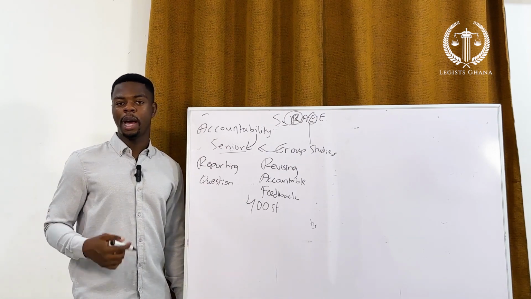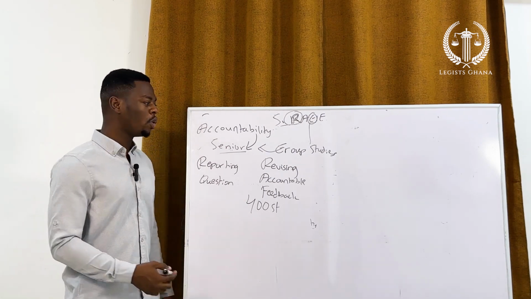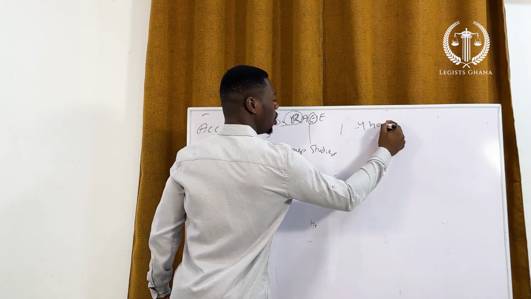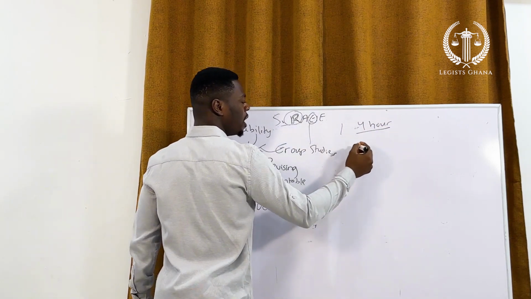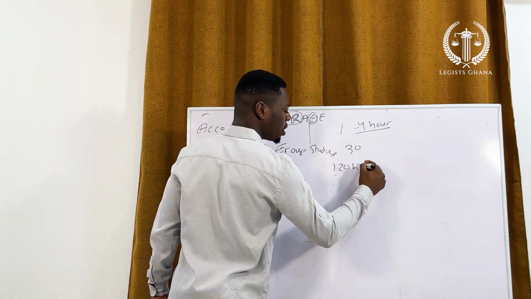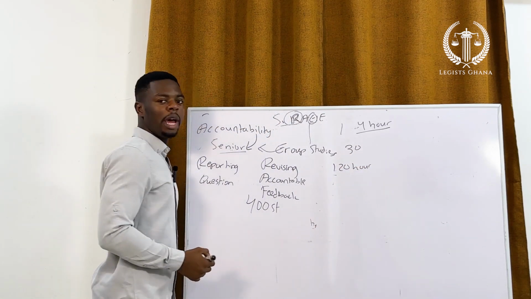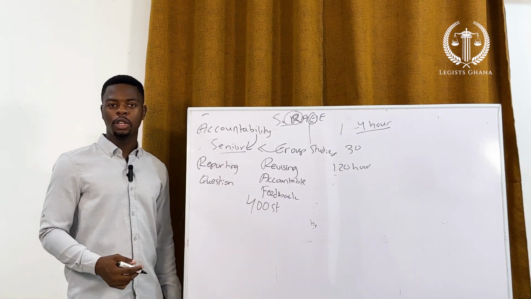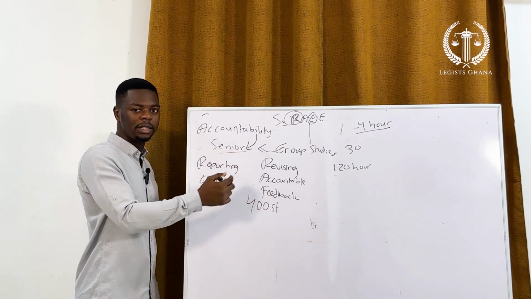to 11 p.m., I'm taking them through past questions. So within a month, they spend 4 hours daily solving past questions. And so for the 30 days in the month, that is 120 hours solving past questions. Now, there are other students who are not in any group. There are other students who are not having interactions with seniors.